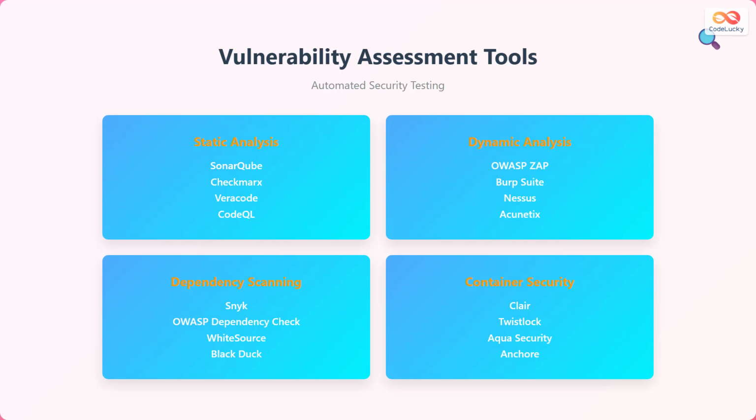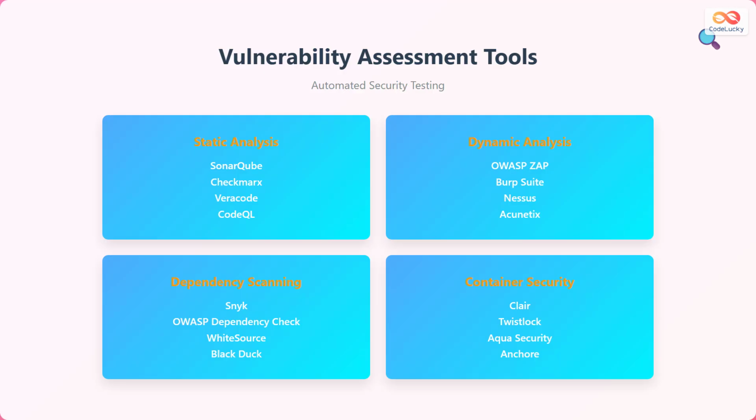Vulnerability assessment relies on various automated tools to identify security weaknesses in applications. Static analysis tools examine source code without executing it, including SonarQube for code quality and security, Checkmarx for comprehensive static analysis, Veracode for cloud-based scanning, and CodeQL for semantic code analysis.